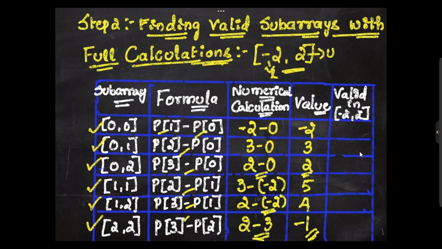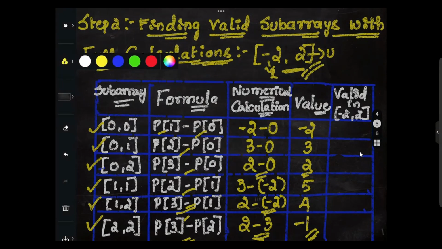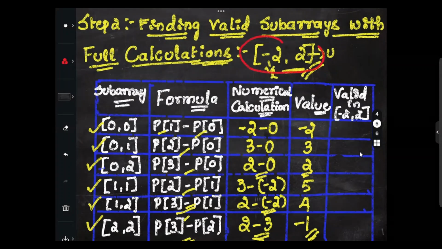We are doing prefix of 2 minus prefix of 1, prefix of 3 minus prefix of 1, prefix of 3 minus prefix of 2. 3 minus of -2, 3 plus 2, 5; 2 plus 2, 4; and finally 2 minus 3 is -1. So what are the valid subarrays here? We have to consider only the subarrays whose sum lies between -2 and +2. That's what they have asked in the question, right? Only those we need to consider, and finally we have to return the length of it as output.